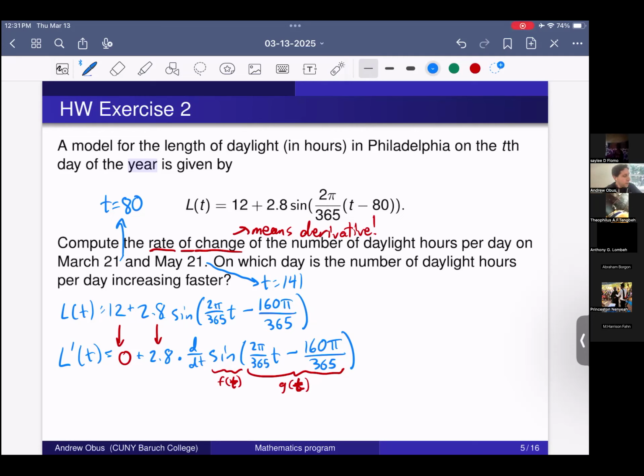So what do we get here? This is going to be equal to 2.8 times... now, the 12 is becoming 0 because we're taking the derivative. The derivative of any constant is 0. So when we're just adding a constant, that doesn't affect the derivative at all. This is because we're applying the derivative here, we're doing d dt. This constant stays the same because it's being multiplied by something.